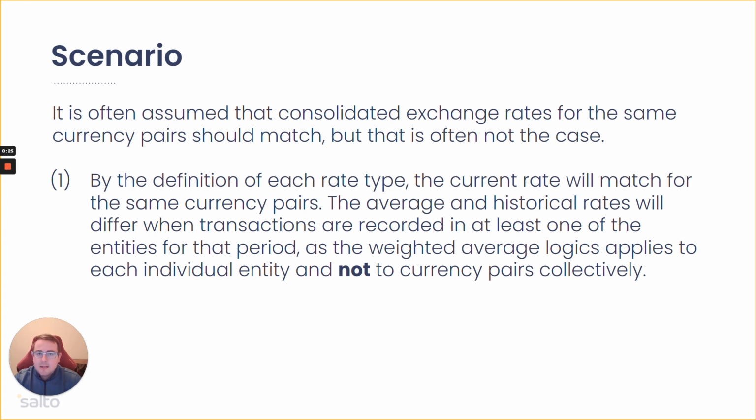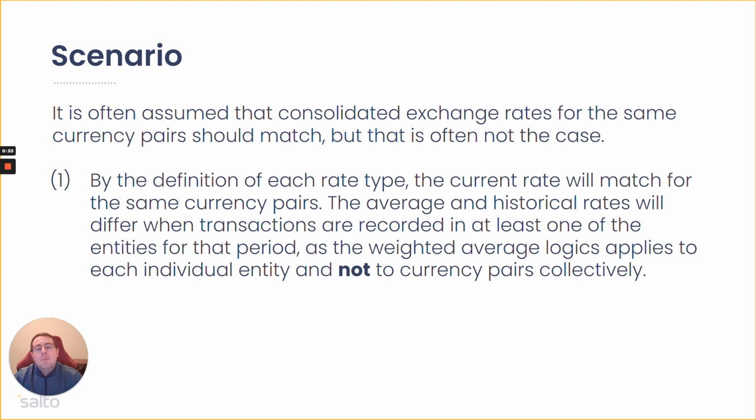We know that the current rate is the same as the month-end spot rate, so that will match across entities that use the same currency pairs. We should expect to see differences in the average rate and the historical rate because, as we know, those are measured as the weighted average exchange rate for the transactions entered into those subsidiaries for that given accounting period.